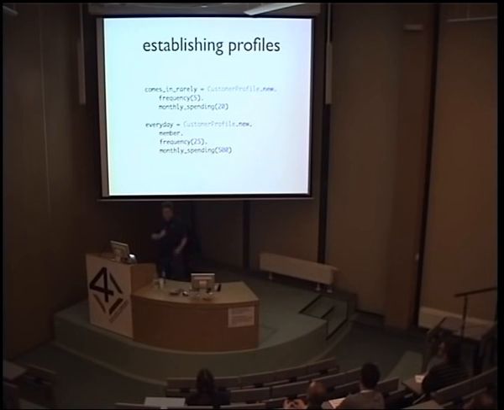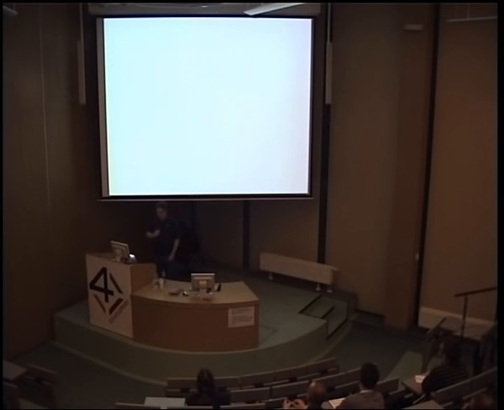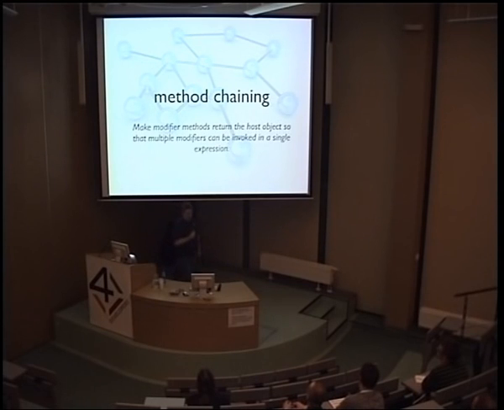And in fact, this is a specific kind of fluent interface using a pattern called method chaining, where you make modifier methods return the host object so that multiple modifiers can be invoked in a single expression. The goal here is to create a sentence-like structure in code. Rather than have multiple lines of API calls, you want something that reads kind of like a sentence. That's why it's called a fluent interface. And then the return value of each of the methods becomes the caller value of the next method.